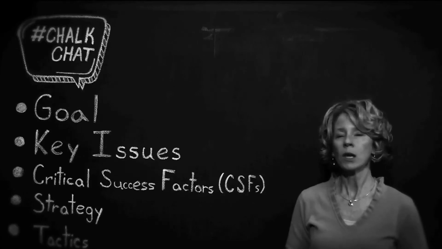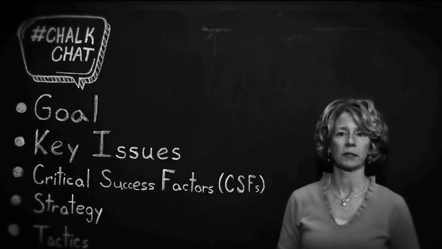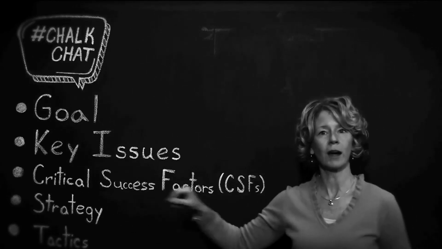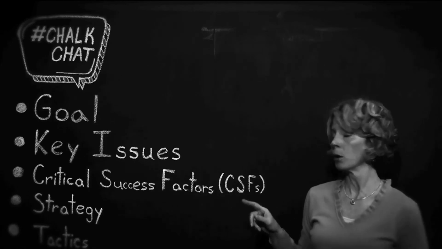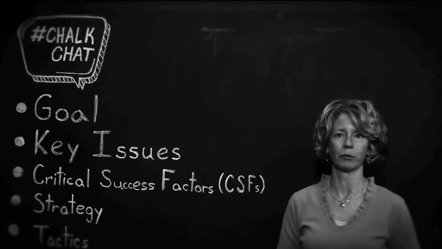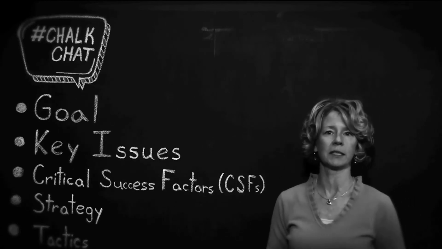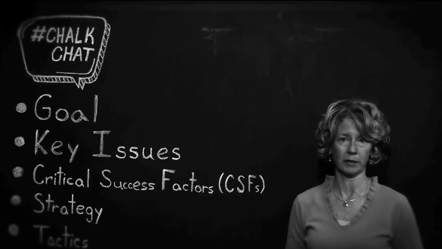So with the external landscape defined, the goal, the key issues, and the critical success factors, we can then move on to shaping our product strategy. Our strategy is our plan of action that we're going to pursue to make this CSF come true. So in this example, we're going to go out and we're going to educate PCPs on safety issues associated with concomitant use of NSAIDs and blood pressure meds.